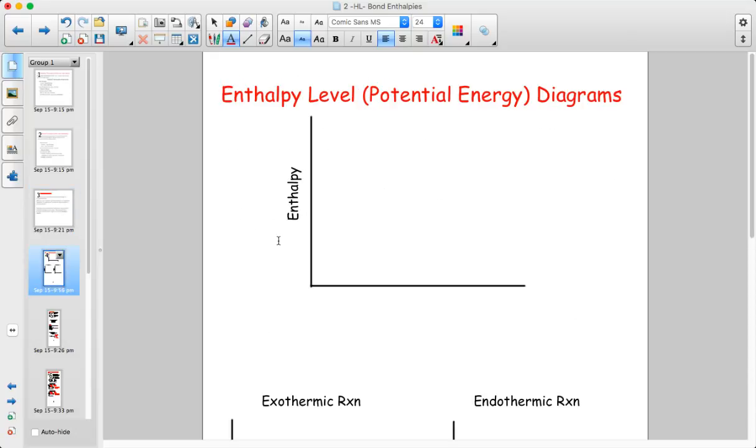So one thing that's going to be really important when we talk about enthalpy is something called an enthalpy level diagram. And so an enthalpy level diagram is just meant to sort of illustrate on a graph what's happening in a given reaction. So I'm going to give something a try right now. We're going to try this.